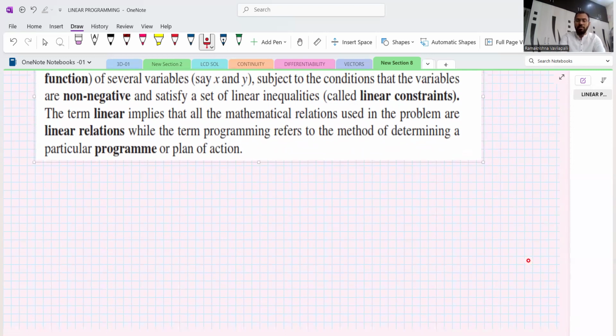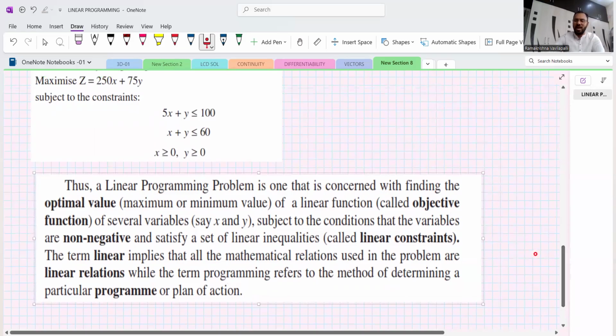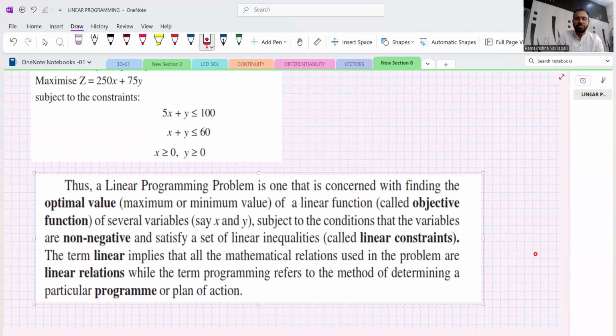Well, now how to solve this problem? How to maximize? This is important. It is easy to see that here each constraint is in x and y, so each one represents a straight line. This is a straight line, this is a straight line. X greater than or equal to 0, y greater than or equal to 0 is nothing but the first quadrant. So I'll solve this question using graphs.